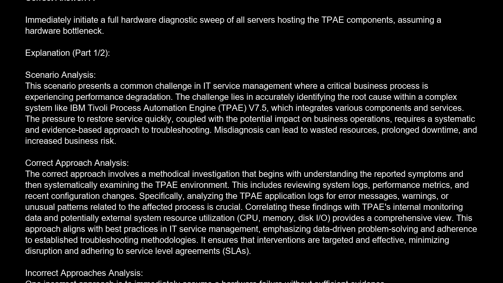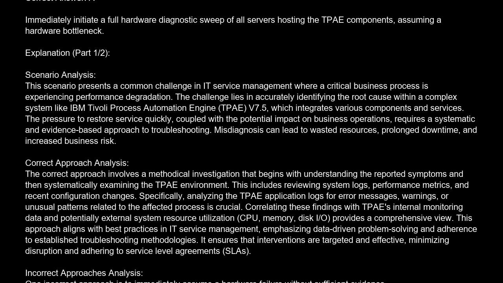Correct approach analysis. The correct approach involves a methodical investigation that begins with understanding the reported symptoms and then systematically examining the TP environment. This includes reviewing system logs, performance metrics, and recent configuration changes. Specifically, analyzing the TP application logs for error messages, warnings, or unusual patterns related to the affected process is crucial.